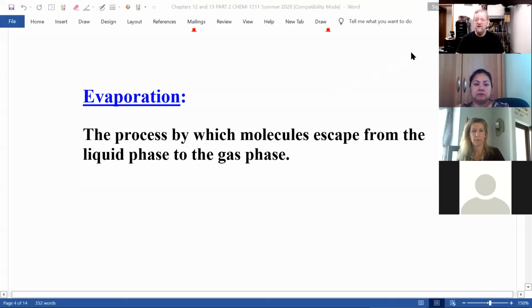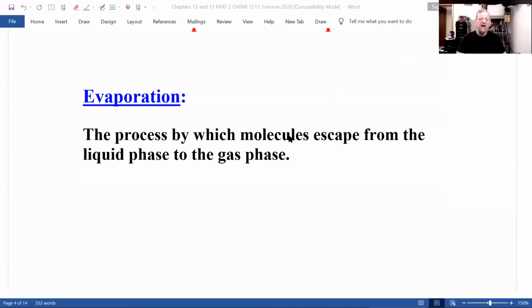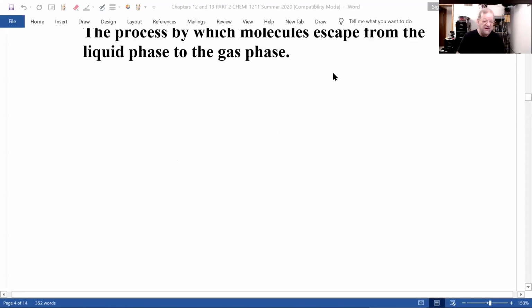Now, a couple of terms that I'm not going to ask on a test. What is evaporation? That's the process in which molecules escape from the liquid phase to the gas phase. So if you have something evaporating, it's a liquid, and the molecules in that liquid become a gas. If you ever put gasoline on a surface, and do not try this at home, come back a day or two, it's going to be all gone because it evaporated. Same thing with water. If you put some water on a sidewalk, come back a day or two later, it will be gone because it evaporated.